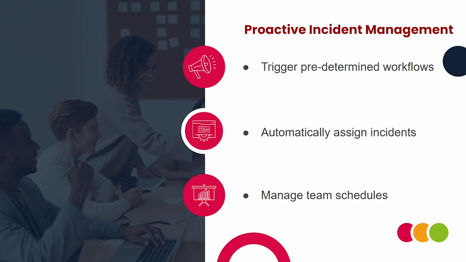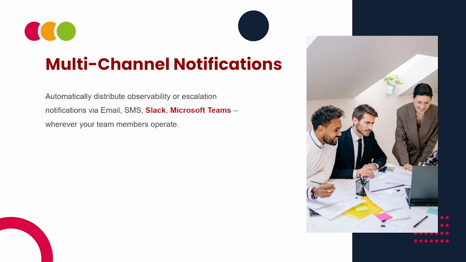Our goal overall is to set up proactive incident management, which means we're triggering predetermined workflows, we're automatically assigning incidents based on those workflows, and we're even helping to manage your team so that the right person is in the know when an incident occurs. And to top it all off, how do we keep those people in the know? StatusCast can send out notifications via email, SMS, Slack, MS Teams. Really, wherever your team operates, we can ping them to let them know that an incident is there and that they need to do something.